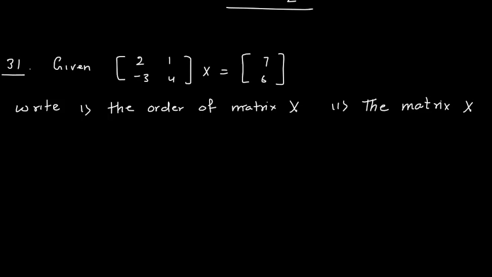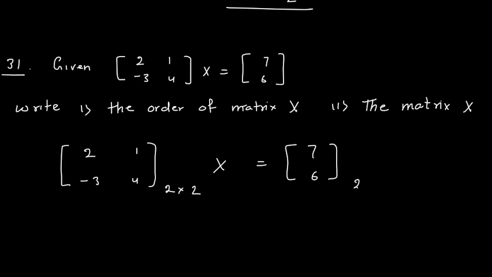So here, if you see the order of the first matrix, [2 1; -3 4], its order is 2 cross 2. Then we have matrix x, and here we have [7; 6]. Now the order is 2 into 1. So when two matrices are multiplied, then the column of matrix 1 will be equal to the number of rows of matrix 2, right?